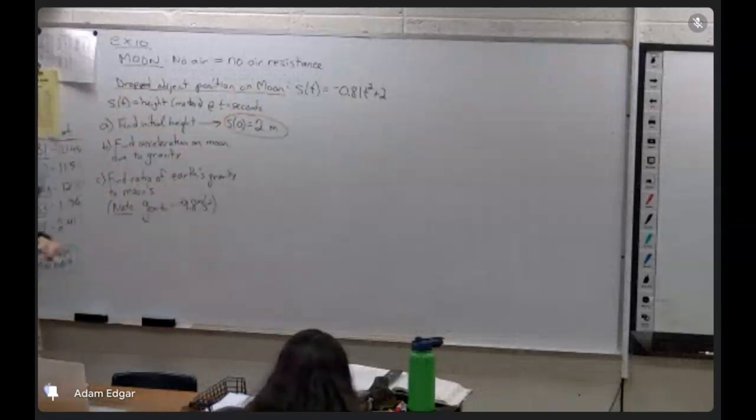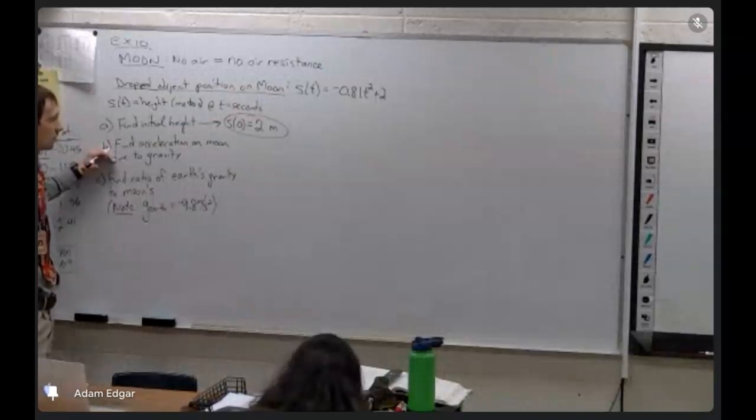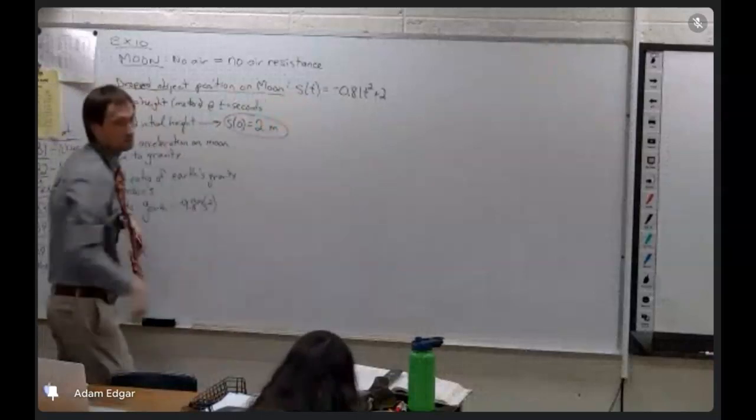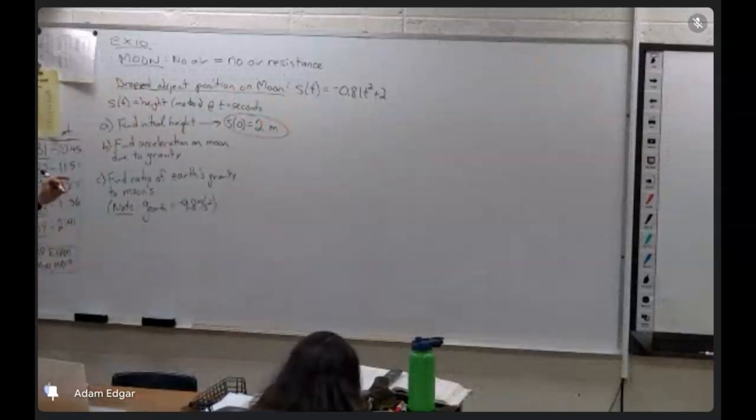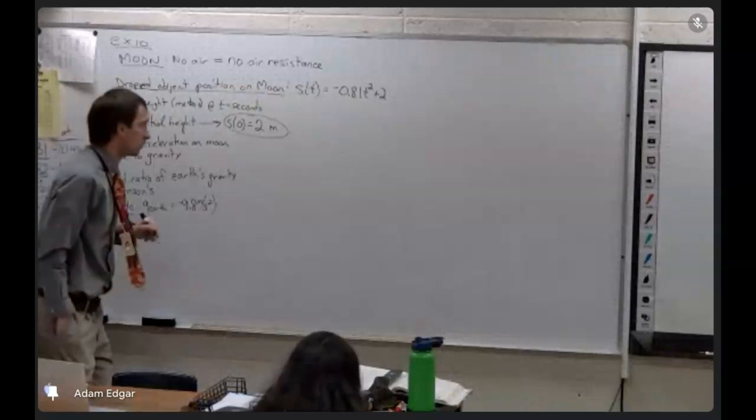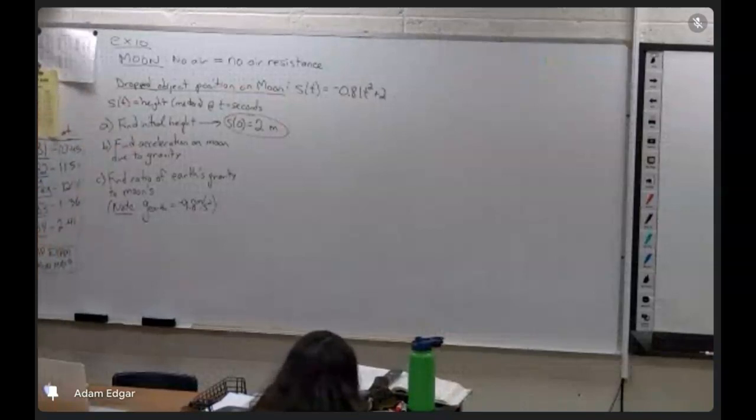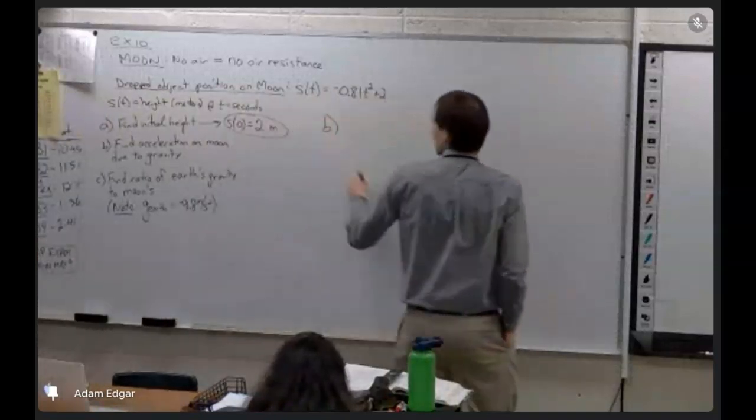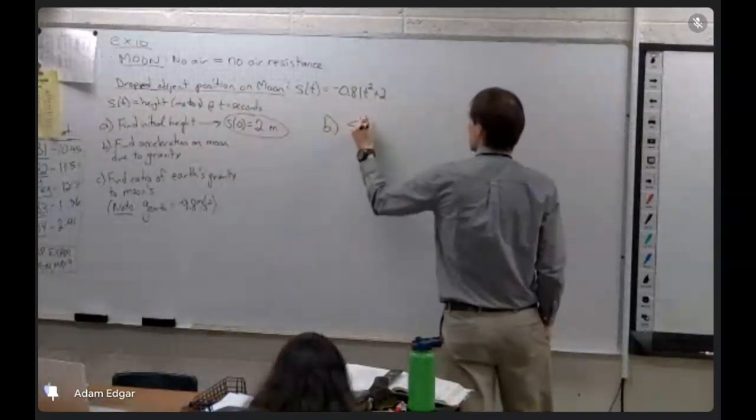Done. Next, finding the acceleration due to gravity on the moon is just finding the acceleration of that function. How do we go about finding the acceleration when we start with position? Derivative. Now, when we get the derivative of position, what will that be? Velocity. But we want acceleration, so take the second derivative. You do the derivative again, and then you'll have acceleration. So over here, part B, we take the derivative, s prime of t, and what is that?